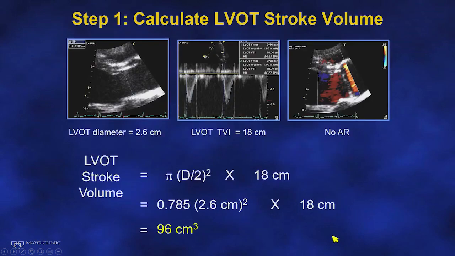So let's go through an example here. We calculate the LV outflow tract stroke volume. We measure the LV outflow tract diameter. We measure pulse Doppler in the LV outflow tract, usually from an apical view. We make sure there's no aortic regurgitation because that will mess things up. We then calculate the stroke volume. You can go pi r squared or take 1/4 of pi times the diameter squared times the TVI, and that will give us our left ventricular stroke volume, in this example, 96 cubic centimeters.